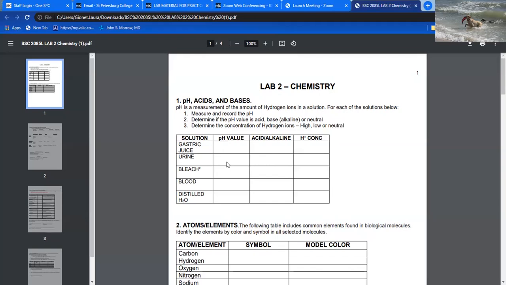Okay, urine is generally a little on the acidic side, let's say about 6.5. So it too would be an acid, and the hydrogen ion concentration would be high. Bleach is around 11. That would be an alkaline solution, and the hydrogen ion concentration would be low. Blood pH is 7.35 to 7.45, and that would be slightly alkaline, so the hydrogen ion concentration would be low. And distilled water, pH value of 7, it's neutral and neutral.